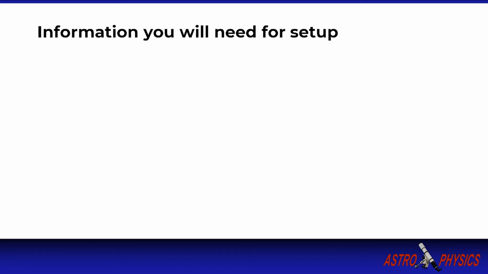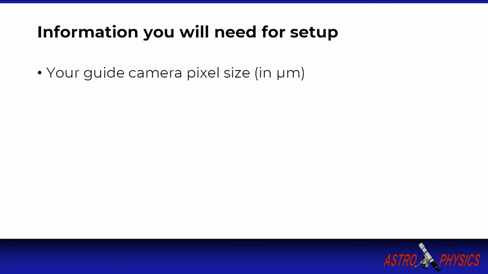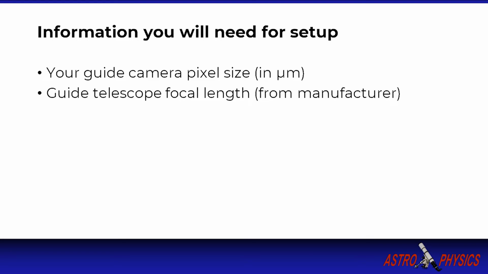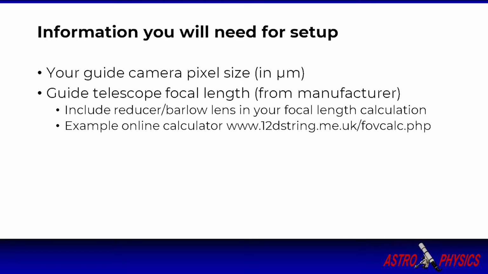The last thing before we jump into it is some information you will need ahead of time to properly configure PHD. You will need the pixel size of your guide camera expressed in microns or thousandths of a millimeter. This is typically found on your guide camera's product page. You will need your guide telescope focal length. Make sure to include any optical modifiers such as a reducer or a Barlow lens in your focal length. If you aren't sure how to calculate your focal length, it's often helpful to use an online astronomy FOV calculator. We've included a link to one in the description below.